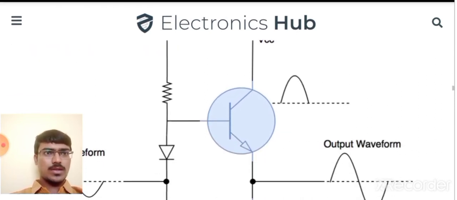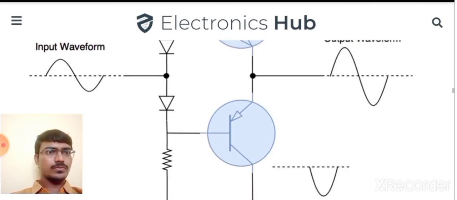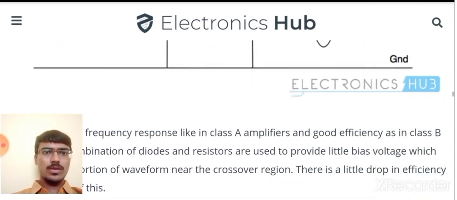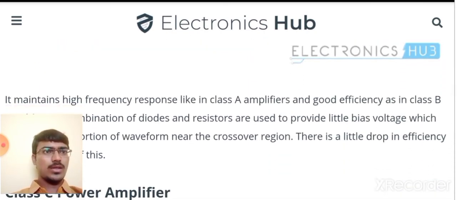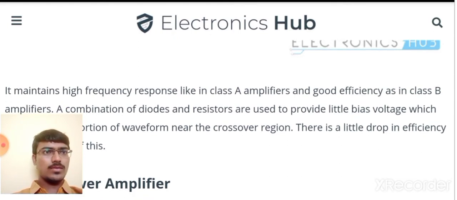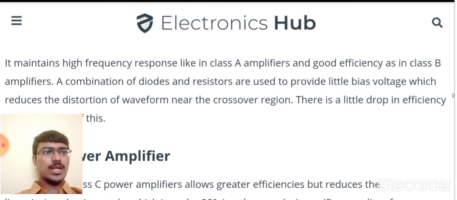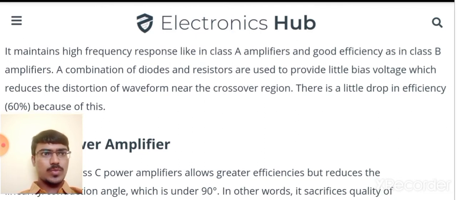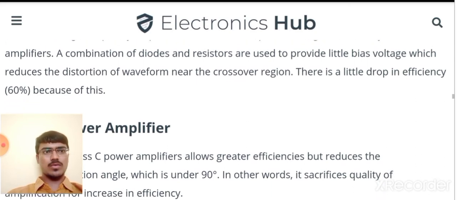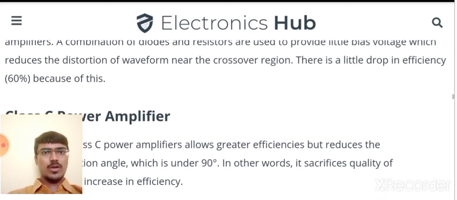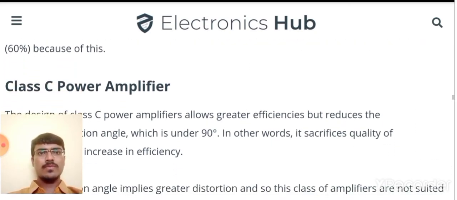This is the structure of the class AB. The conduction angle is above 180 degrees and below 360 degrees. It has a high frequency response like the class A amplifier and good efficiency like the class B amplifier. A combination of diodes and resistors is used to provide a little bias voltage, which reduces the distortion of the waveform near the crossover region. There is a little drop in efficiency, to 60%, because of this.